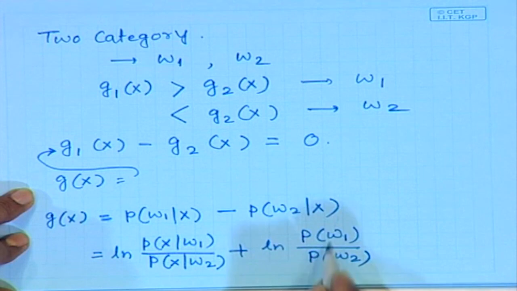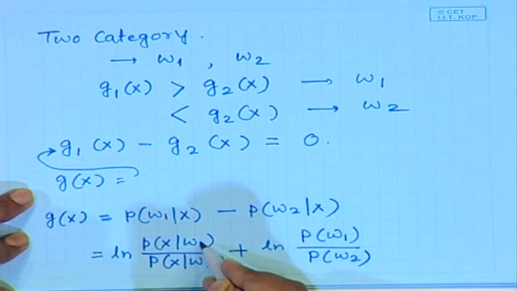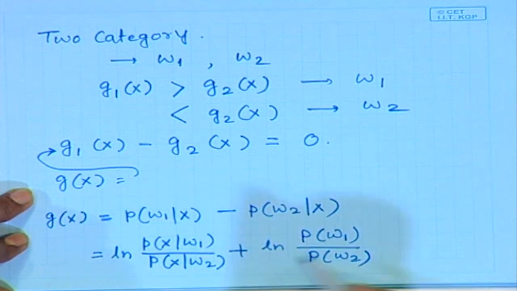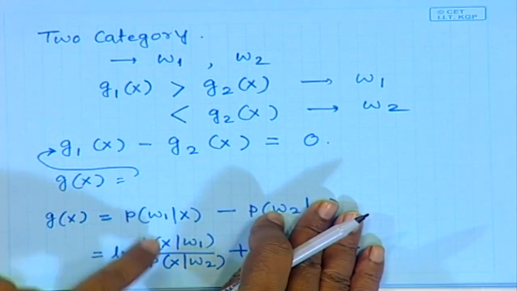Here I have the a priori probabilities as well as the class conditional probabilities. When the a priori probabilities are the same, this term becomes equal to 0, so the decision is based only on the class conditional probabilities.